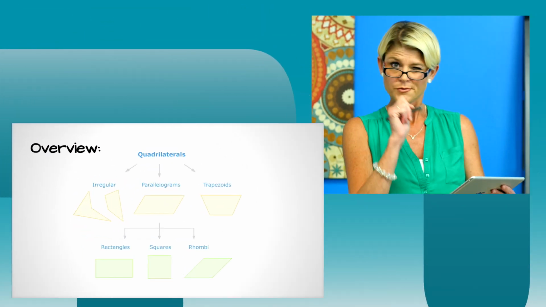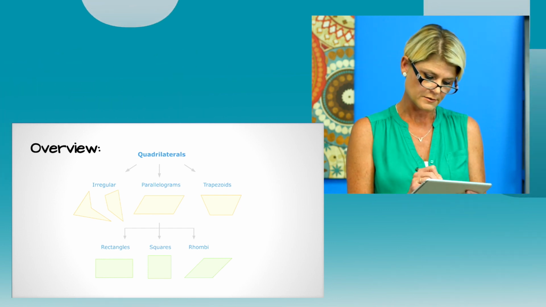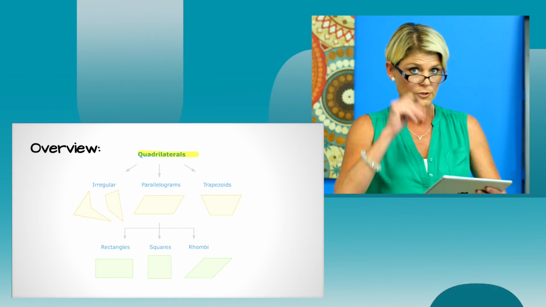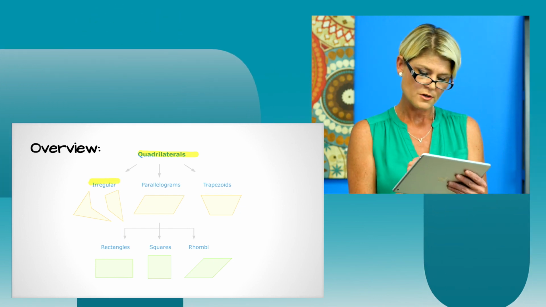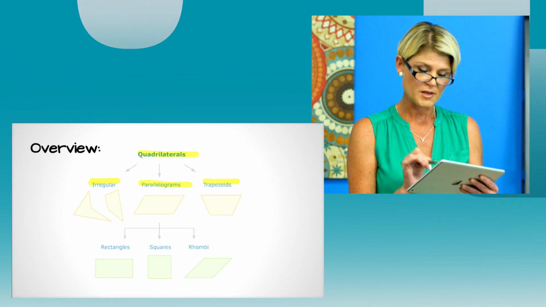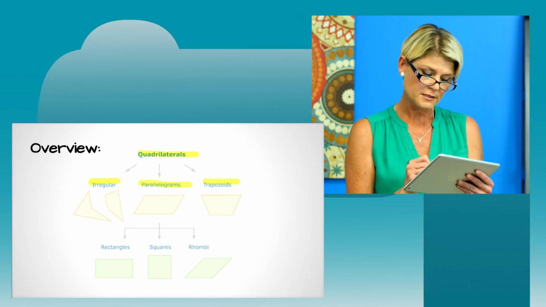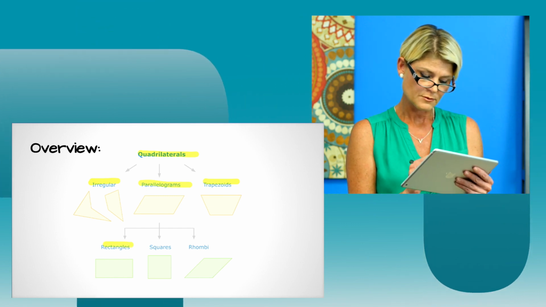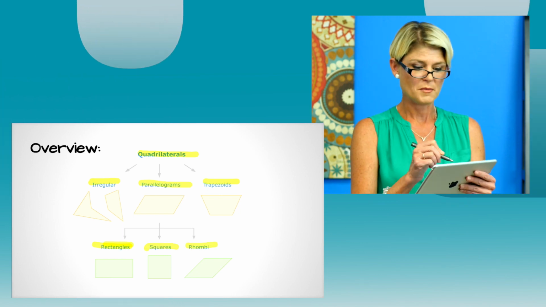So I just thought it would be a good idea to take a look at this kind of flow chart. It might help with a review of what we learned in our last lesson. So in the world of quadrilaterals, we have irregular quadrilaterals, as we see here. We have parallelograms, which we talked about in our last video, and we have trapezoids, which we also talked about in our last video. In parallelograms, we have rectangles, squares, and rhombi, plural for rhombus.